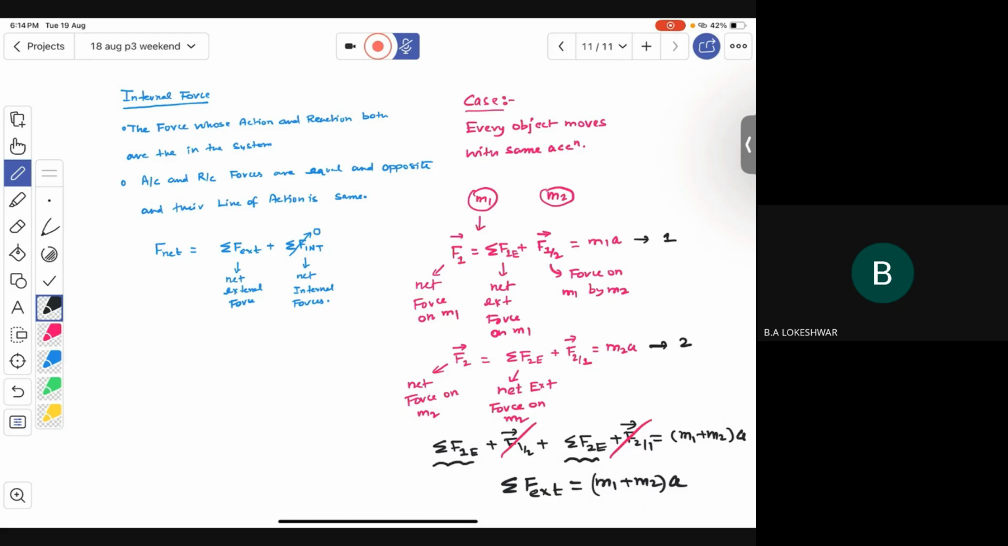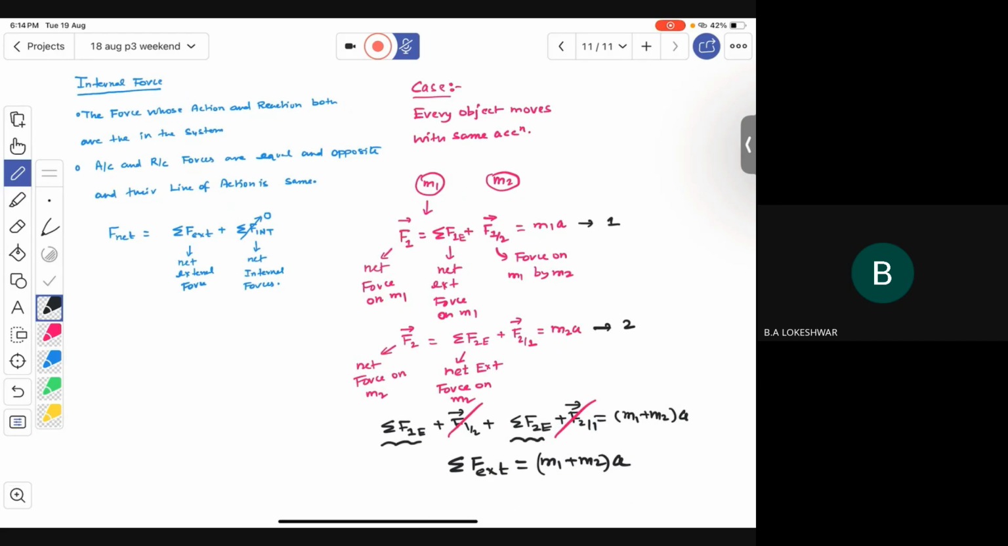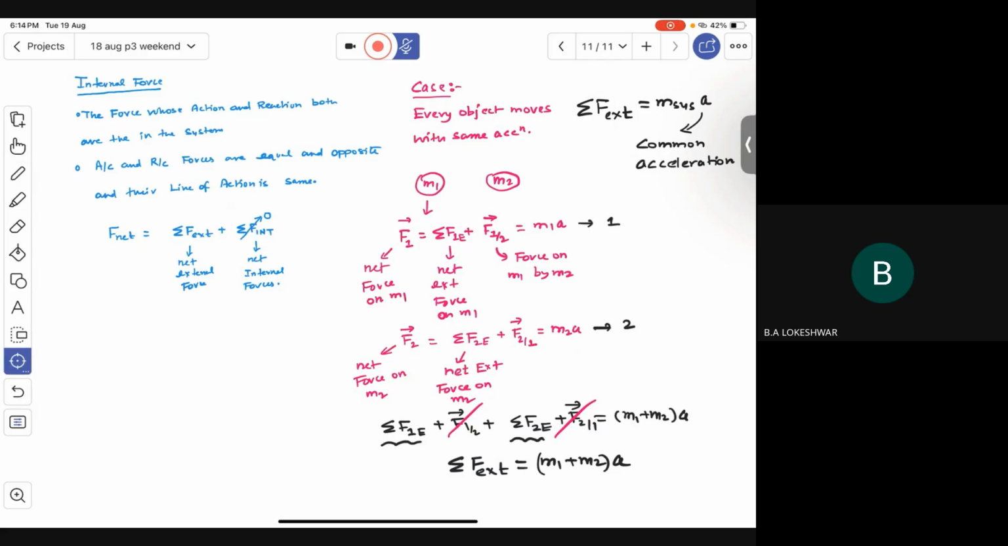So whenever every object in the system is moving together, I can write that the net external force acting on the system equals the mass of the system into A, where A is the common acceleration with which everyone is moving together. This is useful only when every object in the system you are considering moves together. I hope this is clear to everyone. If not, I'll take an example, then it will become totally clear, because I explained this in a somewhat complicated manner.